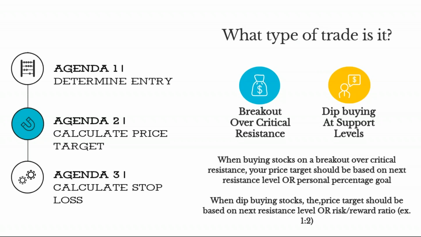Now, ideally, you want to find stocks where the next resistance level falls in a threshold that meets your personal percentage goal.